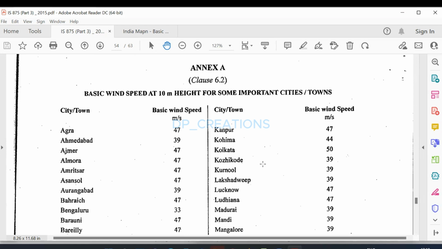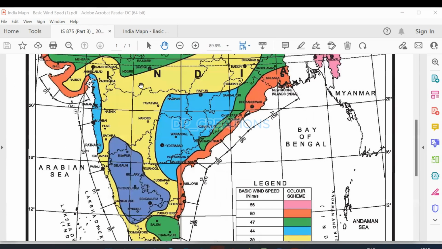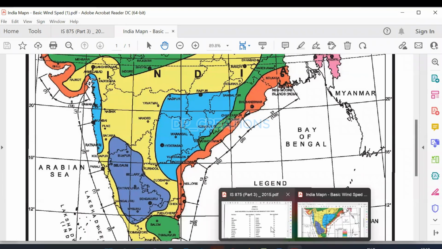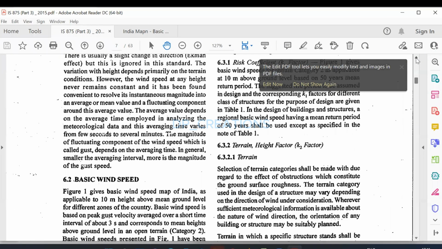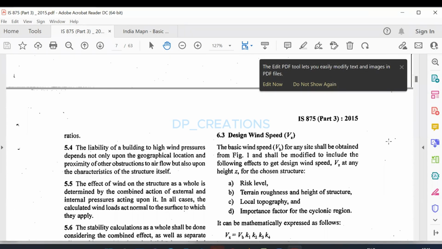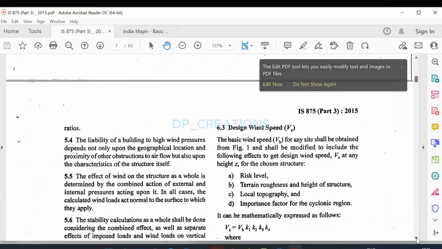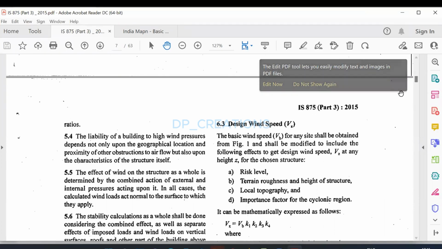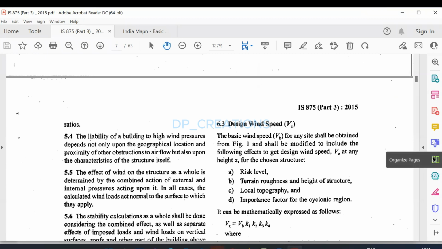And if your wind speed is not mentioned here, then you have to go to figure 1 to find out the basic wind speed as per the column. So you have to use annexure 1 to find out the basic wind speed, that is VB. VB is your basic wind speed. VZ is your design wind speed. From this basic wind speed, you have to consider some other parameters to find out the design wind speed.